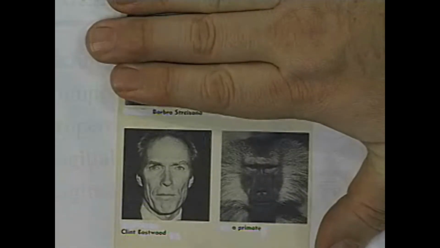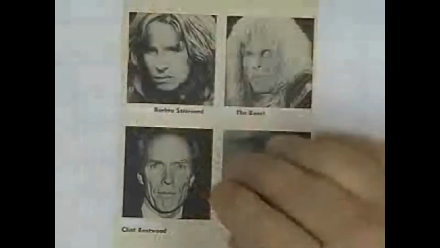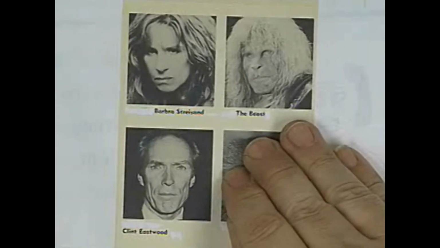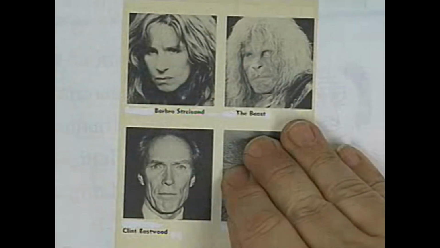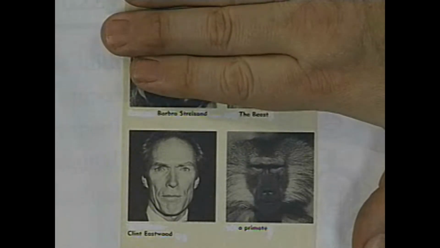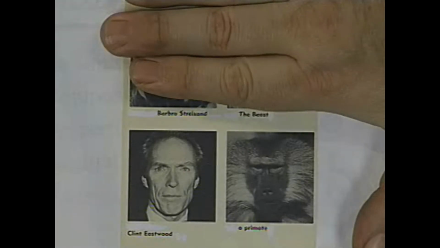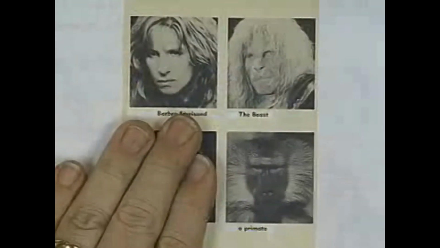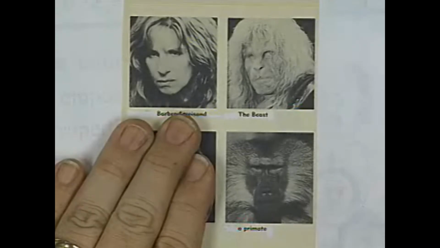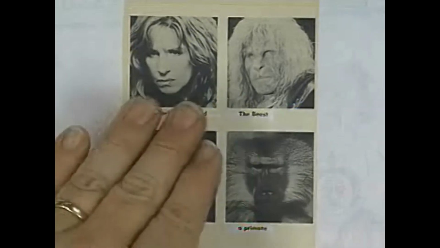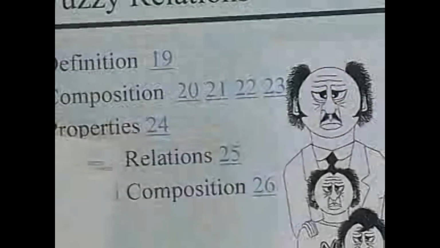and you only have the monkey's relationship to Clint. The question is, if you have one set, which is the relationship of Clint, Barbara, and the Beast, and then somebody comes along and says, now I have a relationship between Clint and the primate, can we use that information to extrapolate or estimate the relationship of the primate to Barbara and the Beast? Do you get the idea? And the answer is yes, we can do that. And that's where we want to go here.